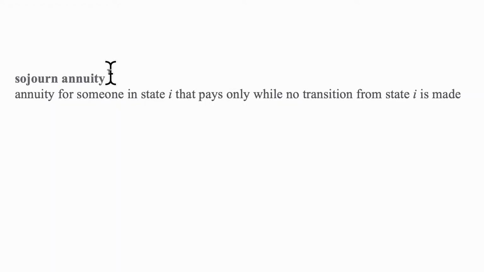Just a reminder, a sojourn annuity is an annuity for someone in state i that pays only while no transition from state i is made. So continuously remain in that state. And that's what that bar symbol always refers to, the bar above the states that you see there. So if you had 0, 0 bar, that means start in state 0, always in state 0.